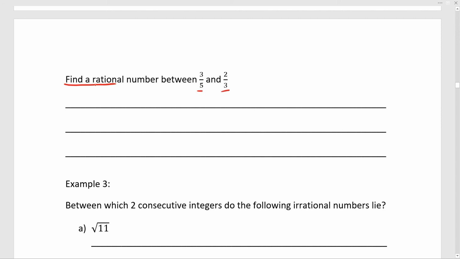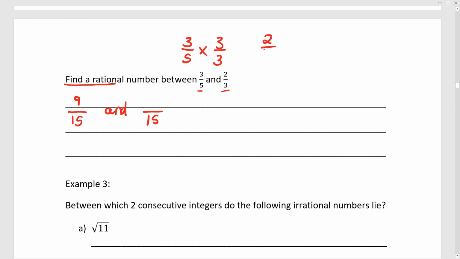Okay, so I want to have them in a way that I can compare them. So with 5 and 3, an LCD would be 15. Okay, so I'm going to put them both over 15. So 3 over 5 is going to change to something over 15, and 2 over 3 is going to change to something over 15. I want to remind you then that 3 over 5, to get it over 15, I'm going to times the bottom by 3, and what you do to the bottom, you do to the top. So that is 9 over 15.